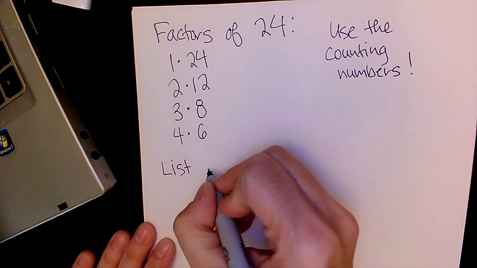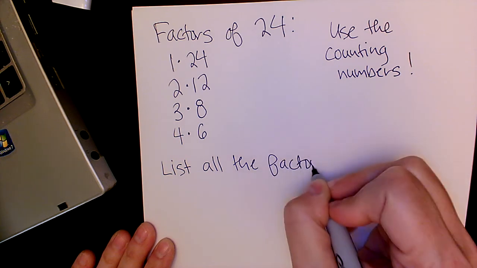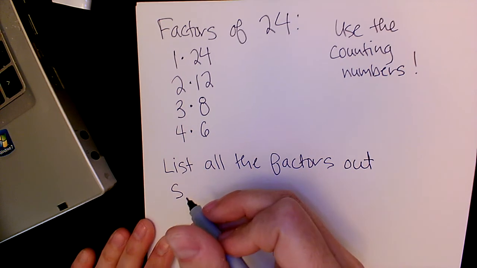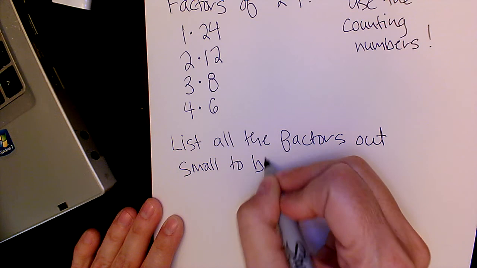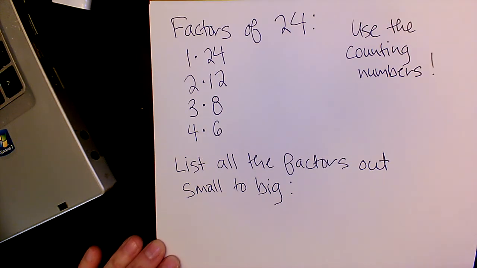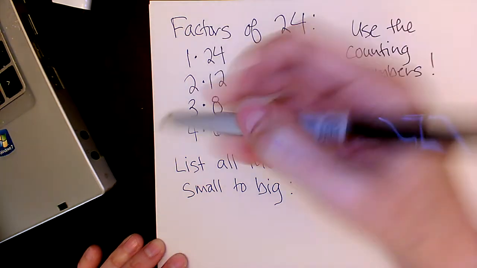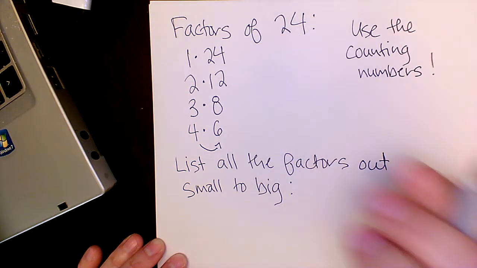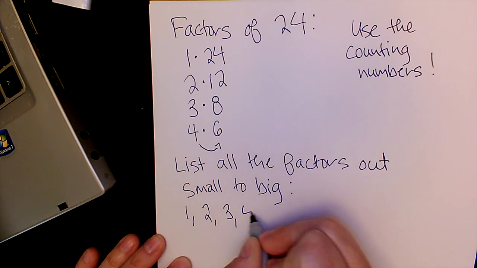So I am going to list all the factors out. Remember, small to big. With commas. So if you want, you can just go down the first column and then come up the second column, and those will be how you're going to write out your factors.